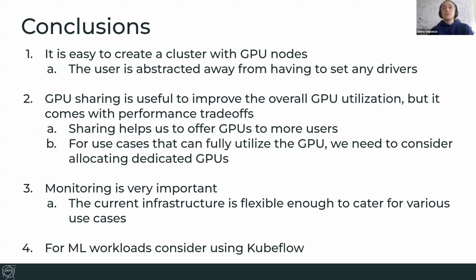GPU sharing is very useful to improve our overall GPU utilization, but it comes with certain performance trade-offs. Sharing helps us offer GPUs to more users, but for the use cases that can fully utilize a GPU, we need to consider allocating a dedicated GPU. Third, monitoring is extremely important, and the current infrastructure we have is flexible enough to cater for very different use cases, so I think we're good in this regard. And four, if you have ML workloads, maybe consider using Kubeflow.